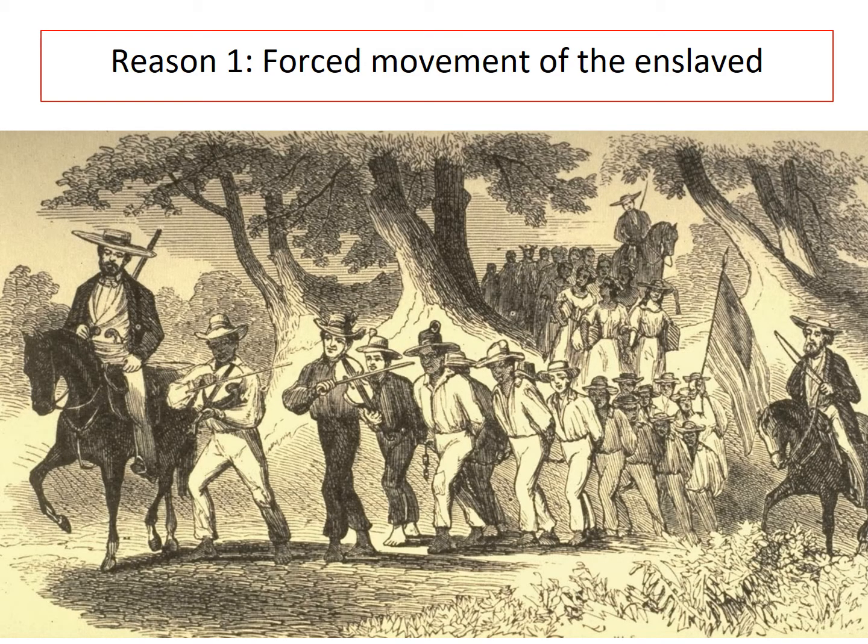So the first reason why slavery grew was the forced movement of the enslaved. You can see that happening in this picture here, where slave traders are moving enslaved people south. This engraving would have been made by a white person, so it looks a lot more pleasant than it actually would have in reality. In reality, this would have been a forced march of people in chains.